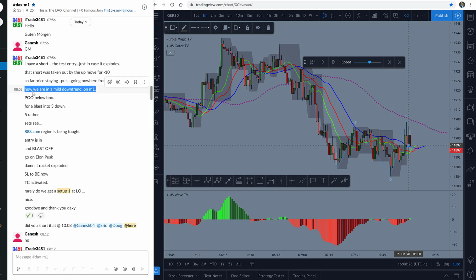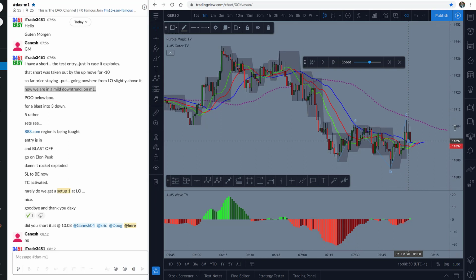So on the second minute, I'm saying now we are in a mild downtrend on M1. So it wasn't actually mild, it was PO below box. That wasn't poo, it was meant to be PO, pending order, below box. So it was here. I wanted a pending order below that for a blast into a 3 down. Now I know it's going to be a 5 down.